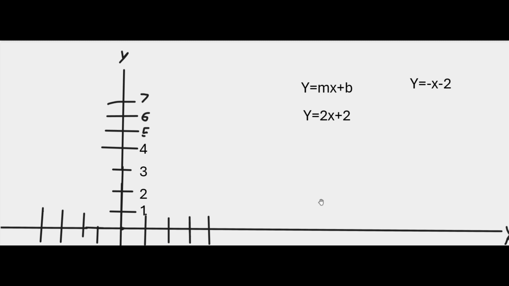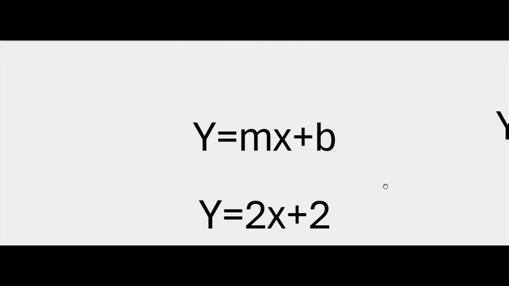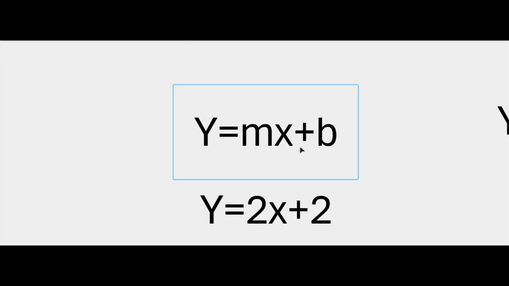This video is going to be going over how to put an equation on a graph. So first we're going to go over the different parts of this equation. This is an equation written in slope-intercept form. So we have y equals mx plus b.